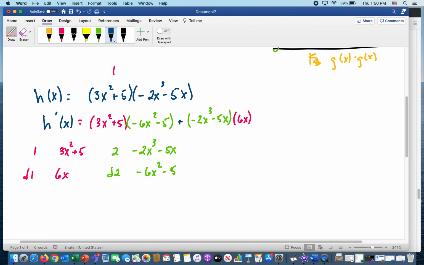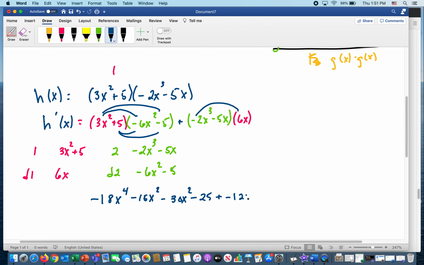We're going to go in and actually multiply this out. I'm going to have 3 times negative 6, that's negative 18x to the fourth minus 15x squared minus 30x squared minus 25. So again, I'm really just foiling this out or distributing, whatever you want to call it. Now I'm going to add in this term, negative 12x to the fourth minus 30x squared. There's some like terms that I can combine right here.